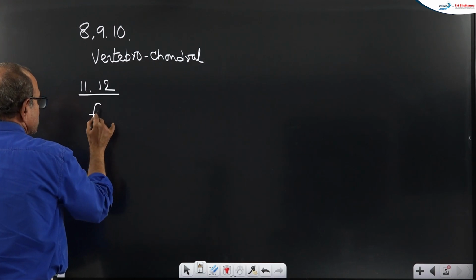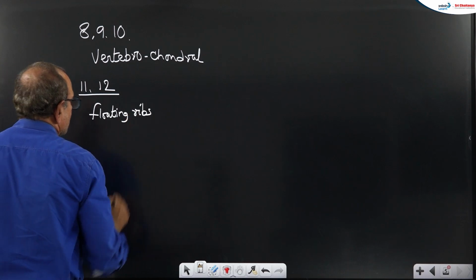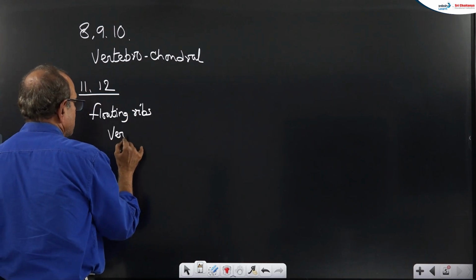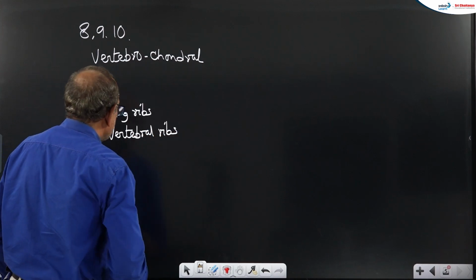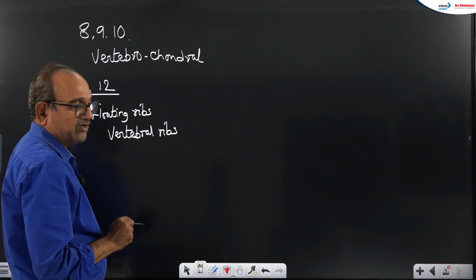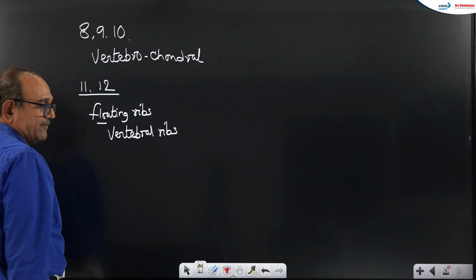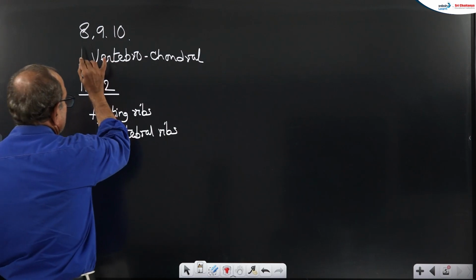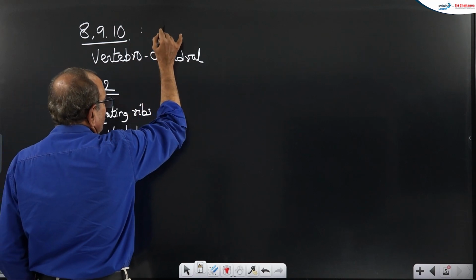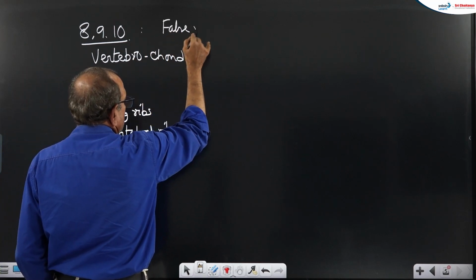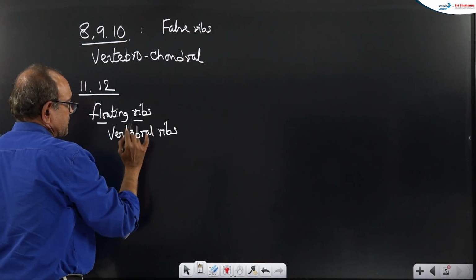These are floating ribs, or vertebral ribs, because they are attached to only the vertebral column. On their distal ends, they are free. Hence, these are called floating ribs. 8th, 9th, 10th ribs are vertebrochondral. These are called false ribs. 11th and 12th ribs are the floating ribs.